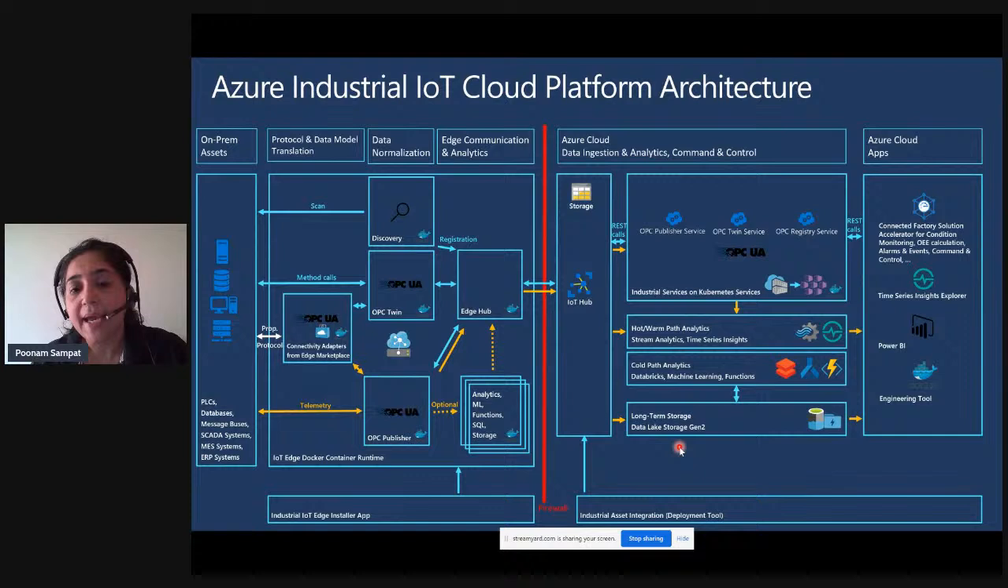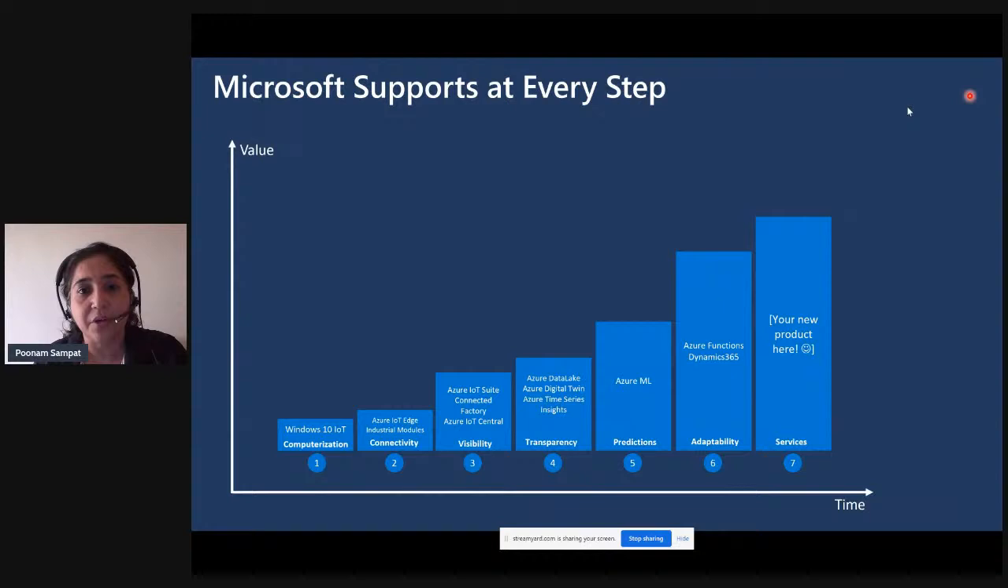So this is the architecture broken down into what is on-premise, what is on the edge, and what is on the cloud, right? Now, one thing that you can see, with the architecture diagram and with this slide as well, is that Microsoft supports you in every step. So the way it starts is the IoT computerization, remember the OPC UA server that I was talking about. So how do I get all of that? So that's step one. We have IoT Edge modules. Remember, I was talking about the publisher, discovery, dockerized images that you can install. So that's point two. You have IoT Hub, IoT Central. Then you have Azure Machine Learning. And using all of this, you can build your product, right? So this is how Microsoft can help at every step possible.